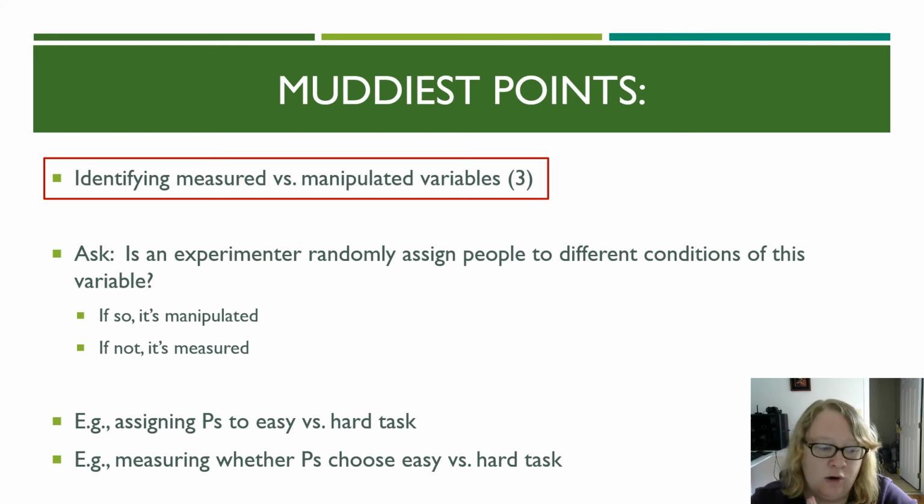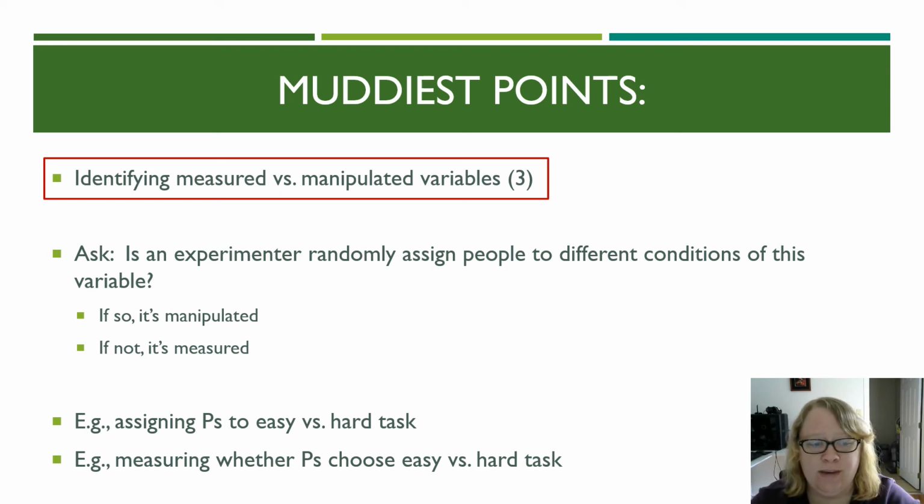But another question on that activity was measuring whether participants choose an easy versus a hard task. So whether participants are choosing easy or hard tasks, you're not assigning them to choose an easy or hard task, right? You're just measuring which type of task they're choosing, easy or hard. So in that case, you're just measuring it as it occurs.